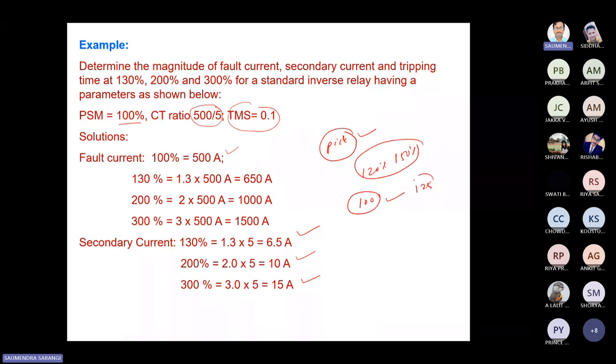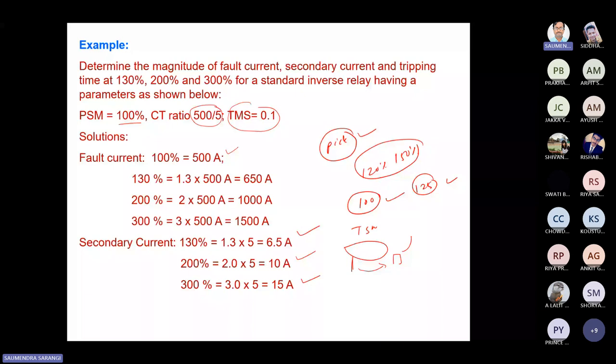120 ampere hoga, 125 ampere hoga. Okay. Now second one is the time setting multiplier. Time setting multiplier is nothing but what we have shown. Here is a time dial. So here is a stud. This stud has to move whenever the fault will be there. So here is a contact. It has to touch this contact. When it will touch this contact, it will give a signal to the circuit breaker to operate.